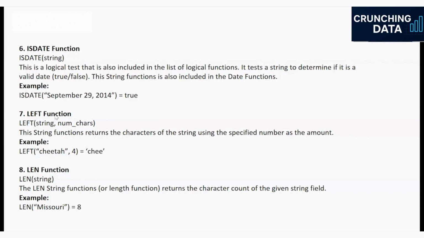Then we have the left function. Say you have a string and you want to extract some characters out of it. It can be the first 4 characters, first 5 characters. You want to extract it from a big string. So you would use the left function. You would specify what the string is and then how many characters you want to extract out of it. Here my string is cheetah and I want to extract the first 4 characters out of it. So it would start with C, H, E and it would give me the result as CHEE.